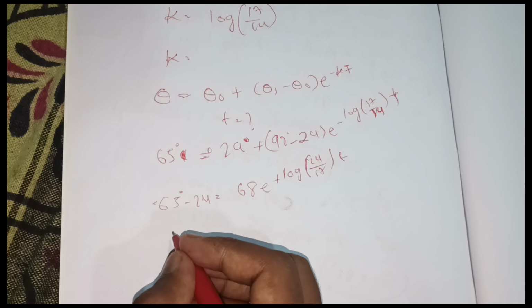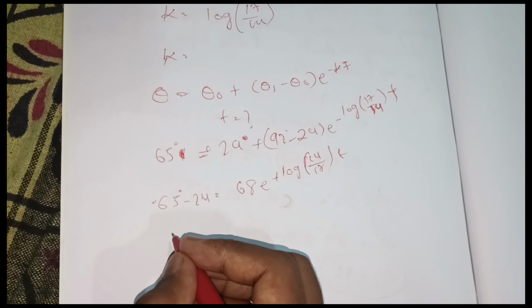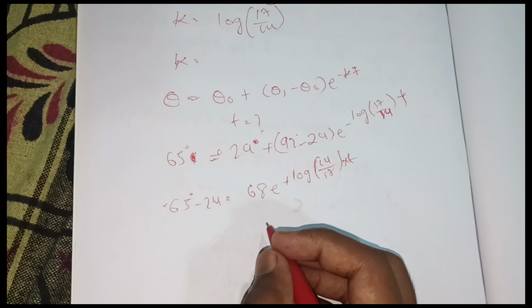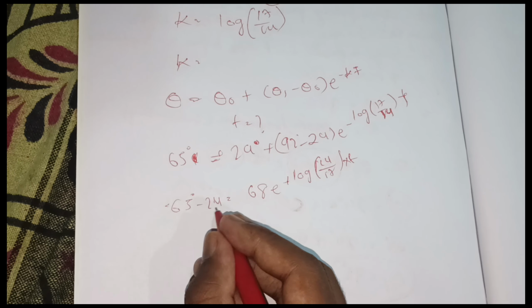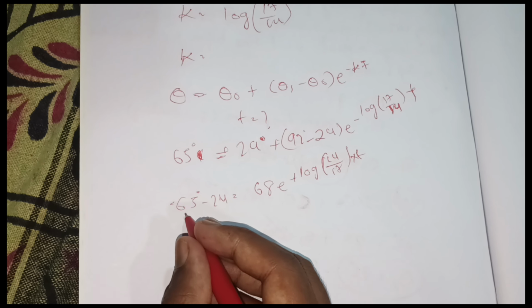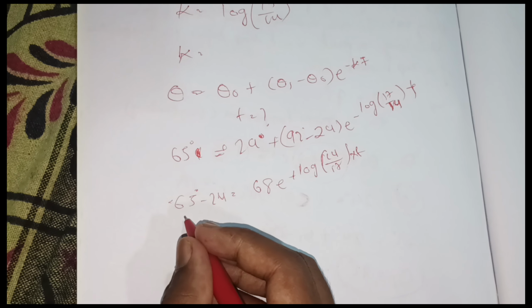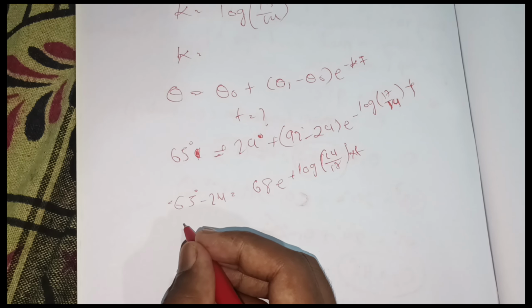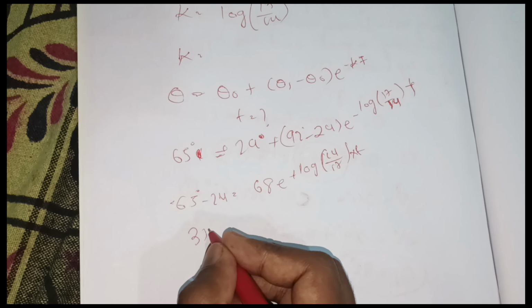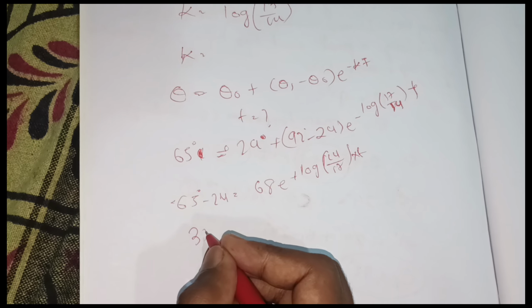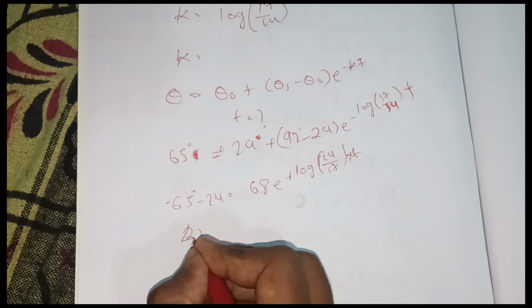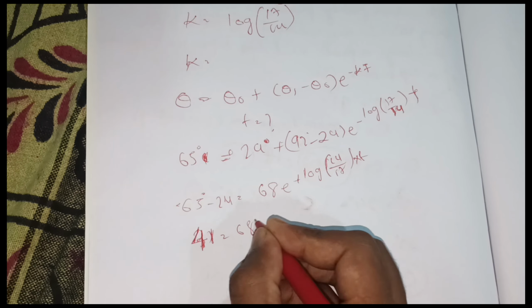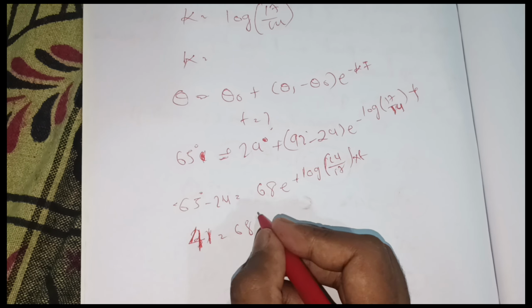So here you will get it to the power t. After taking it to that side, what is 65 minus 24? 31? Is it correct? No, 41. So 41 equals 68 times e power log 14 by 17 power t. Here it won't be cancelled out.